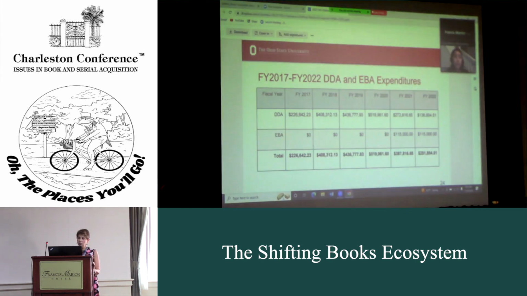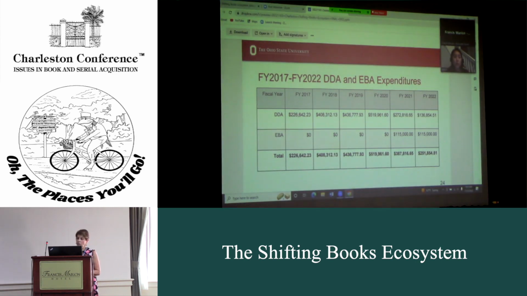Although I'm mostly focusing on the financial components today, there was a clear demand for the content. Two years later, we are spending significantly less money on the DDA, indicating the move to the EBA has been effective. We still run the DDA program in conjunction with our EBA, but the costs are much more manageable than before.